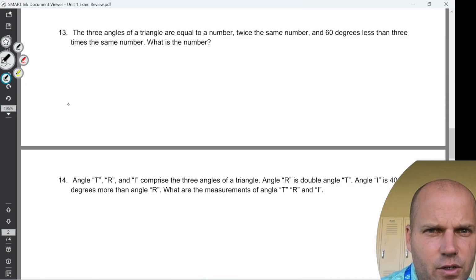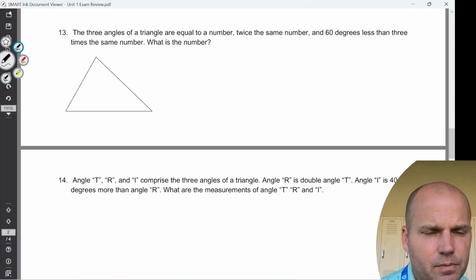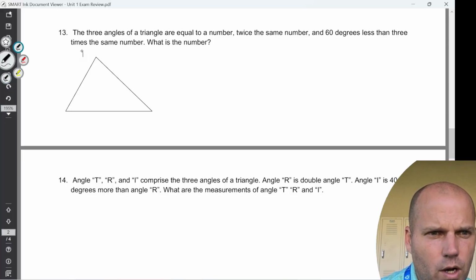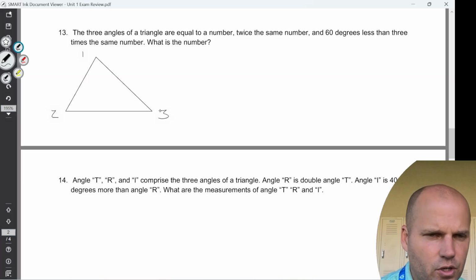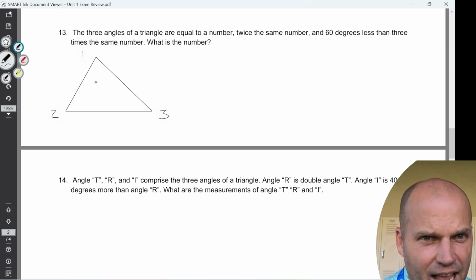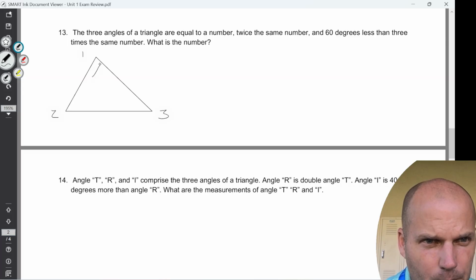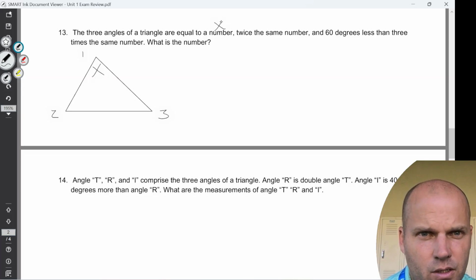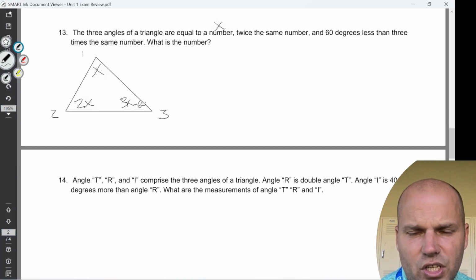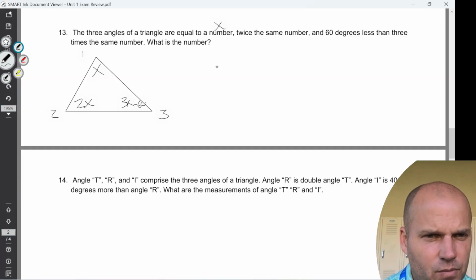Three angles of a triangle are equal to a number, twice the same number, and 60 degrees less than 3 times the same number. Okay, so we got angle 1, angle 2, angle 3. I'm just going to denote because it's three angles. I'll say angle 1 is equal to a number. So I'm going to say the number's x. That means angle 2 is 2x and angle 3 is 3x minus 60, so 60 degrees less than 3 times the same number.